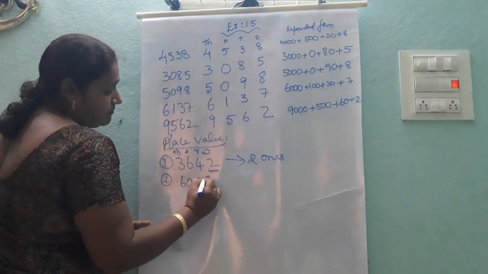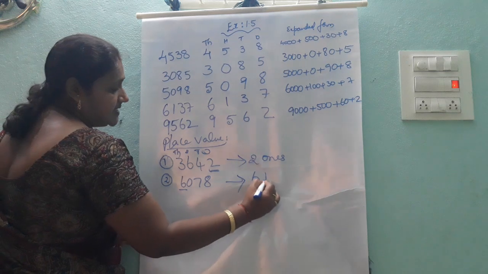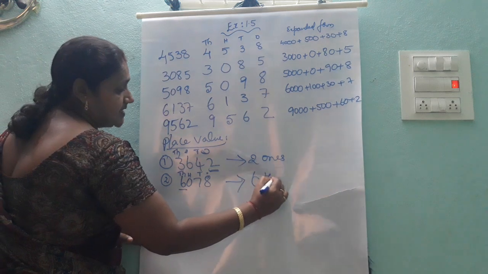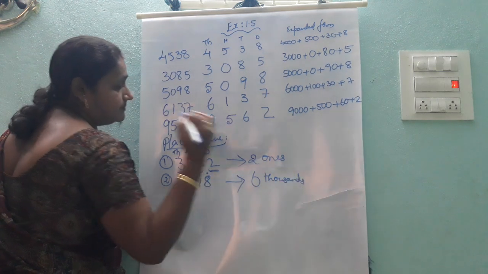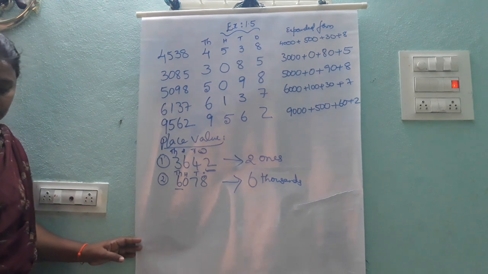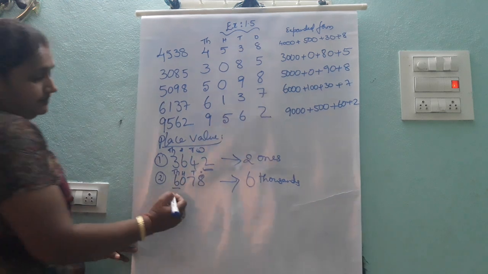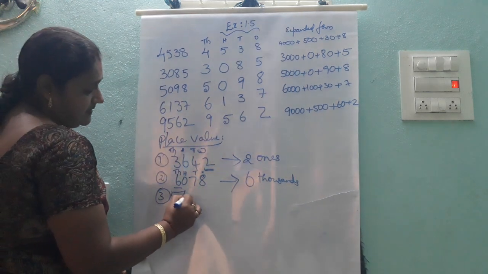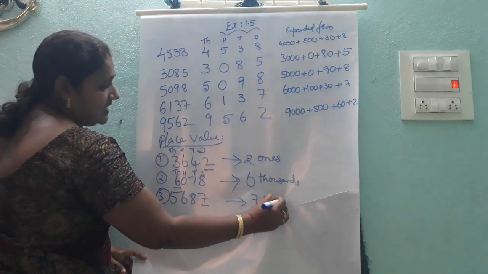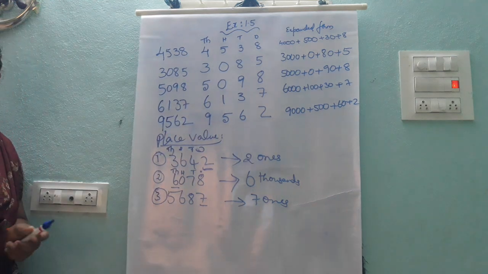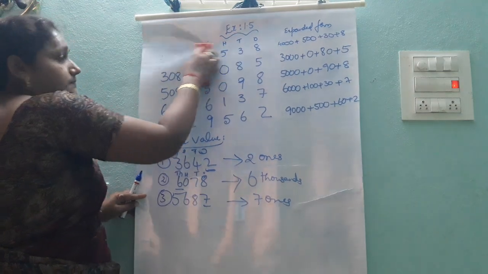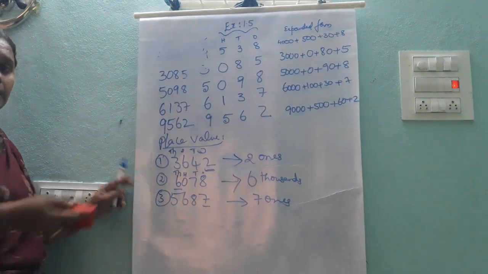Next one, 6078. What is the place value of 6? Ones, tens, hundreds, thousands. What is the place value of 6? 6 thousands. Okay, children. See the next one. What is the place value of 7? 7 is at ones place, so 7 ones. Like that you can write the place values. I will write the remaining also.